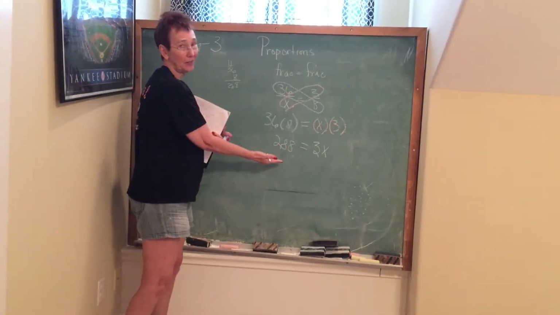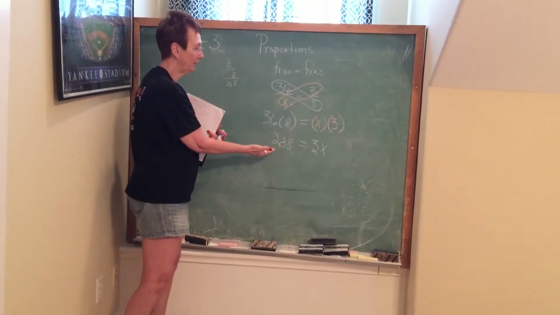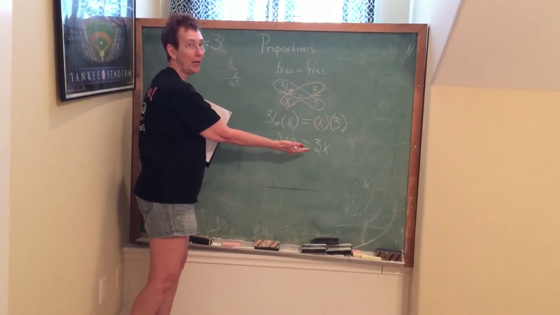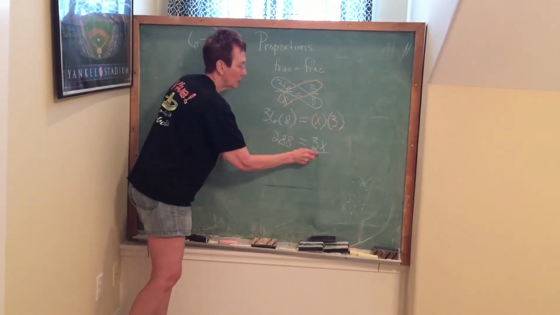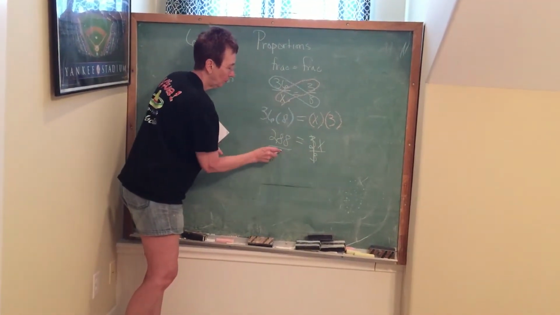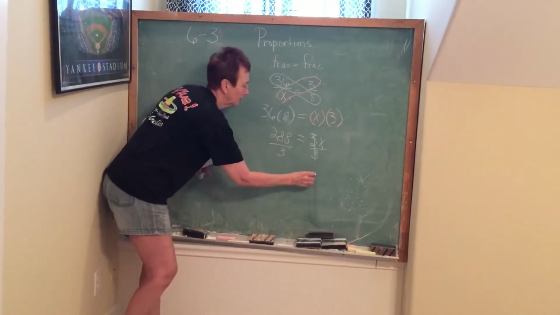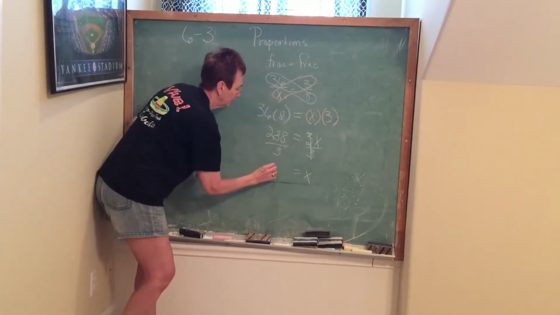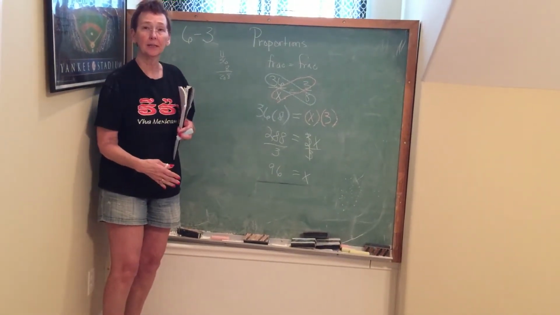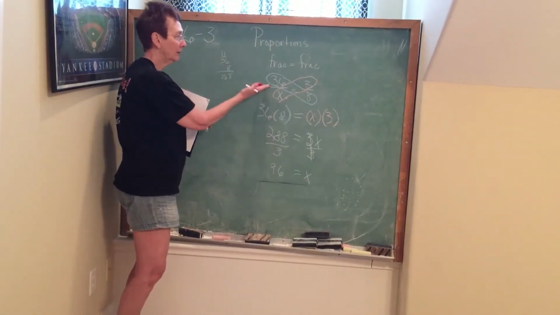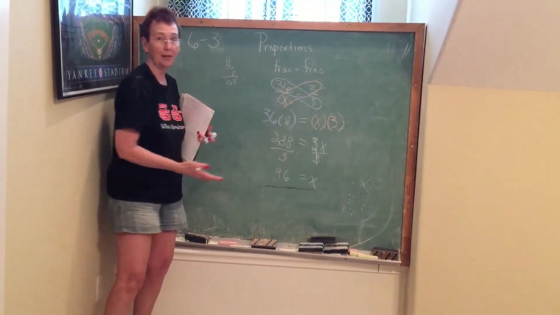Now, this looks like a real simple equation to solve. If you have 288 is equal to 3x, what do you do to solve it? Well, you just need to cancel this 3, so you're going to divide. But what you do to one side, you do to the other. And you get that x is equal to 96. So the missing part of your proportion is going to be 96.